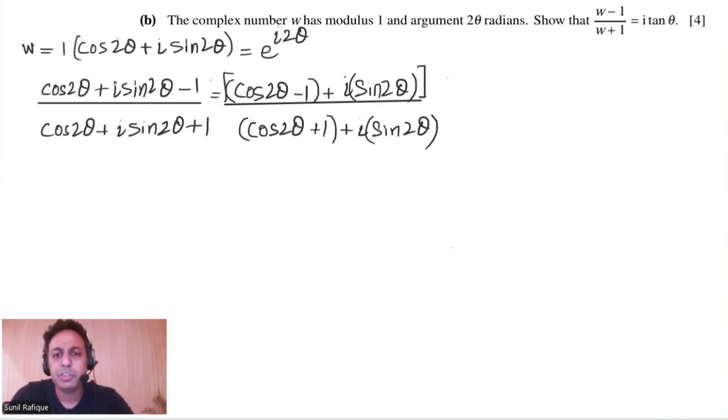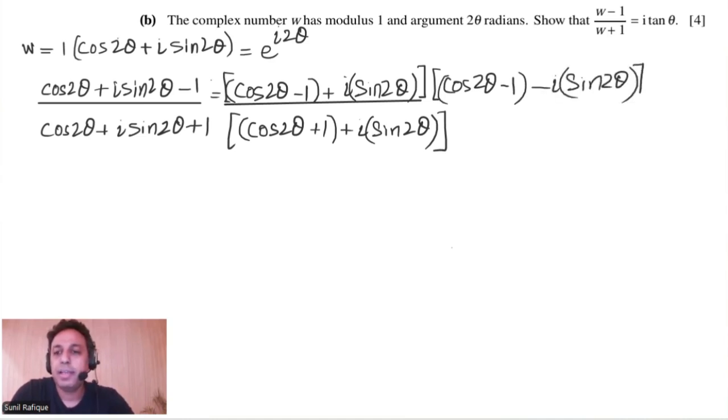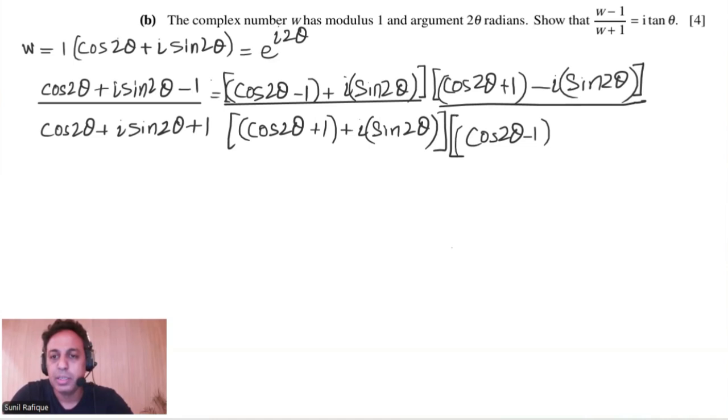So I need to rationalize this expression, and let's see, what do I get? I will get a cos 2 theta minus 1, and there will be a minus sign in the middle this time, sine 2 theta. Let's see if I can manage it within this space. Okay, and divide by the same thing, cos 2 theta minus 1. Oh, it's going to be the denominator's conjugate. Oh, sorry, my bad. So plus 1 and minus iota sine 2 theta, right?